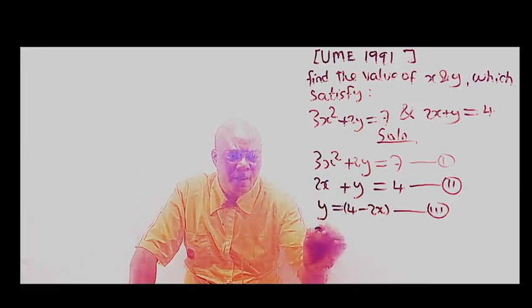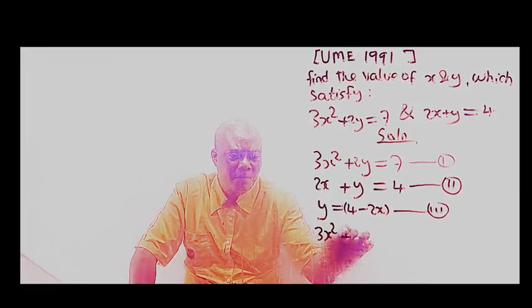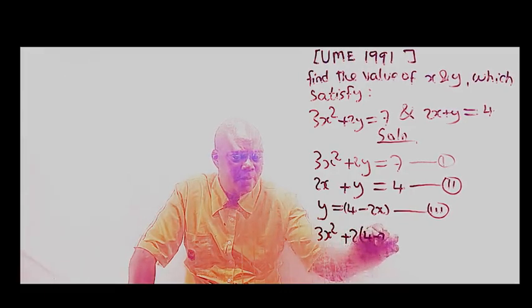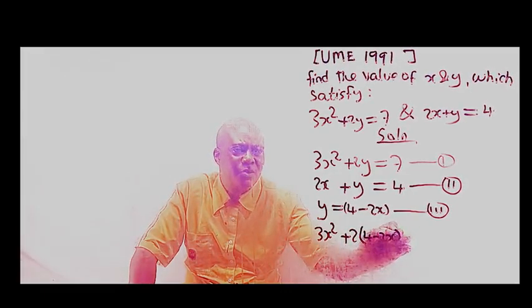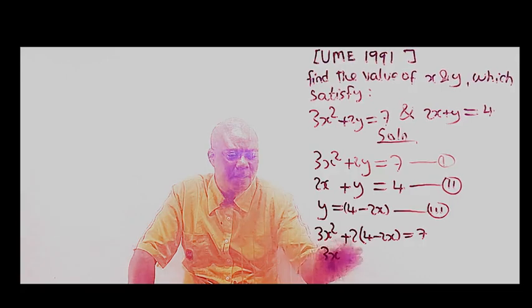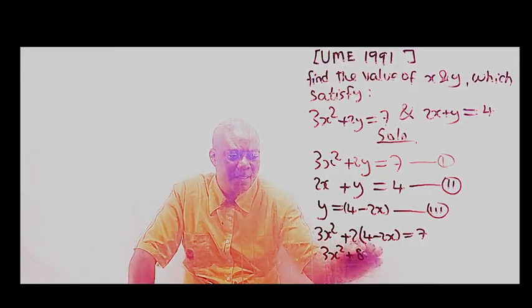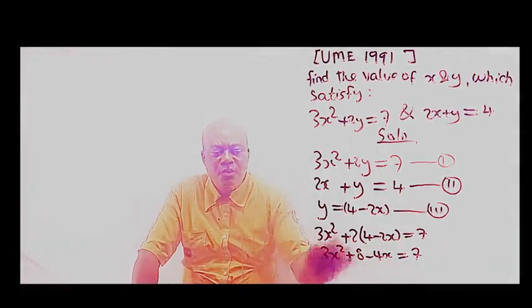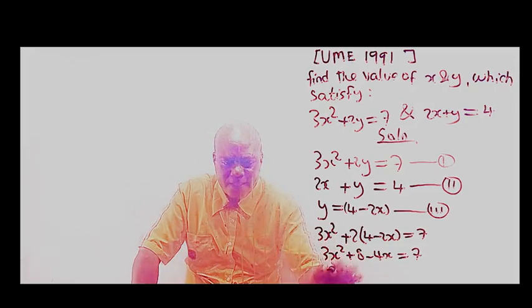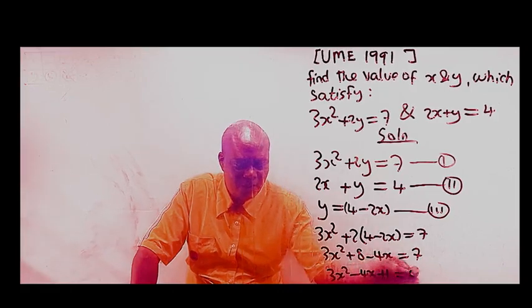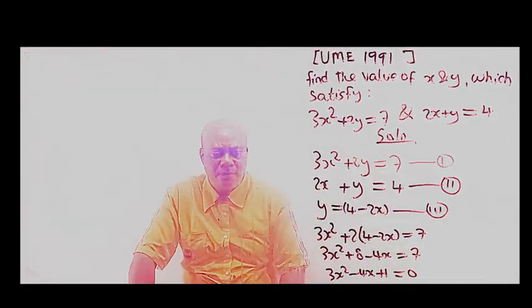So now it will become 3x squared plus 2 into y, this y, 4 minus 2x equals to 7. So 3x squared plus 8 minus 4x equals to 7. So you rearrange the equation now, it will become, look at it, 3x squared minus 4x plus 1 will equal to 0. This is the equation we are going to solve.